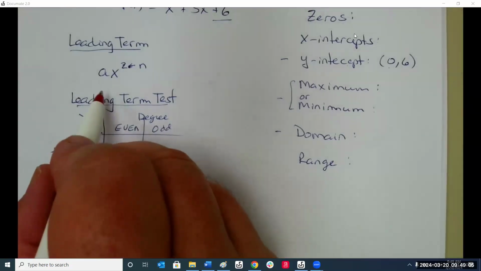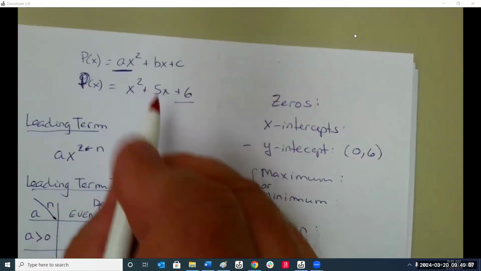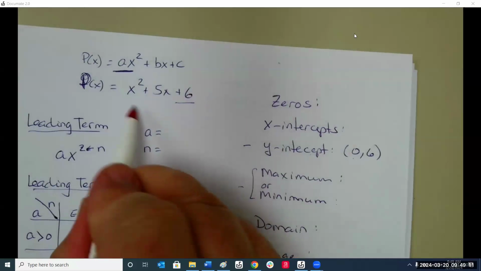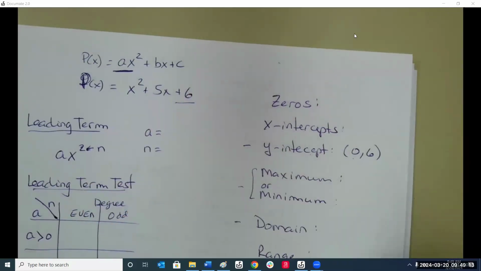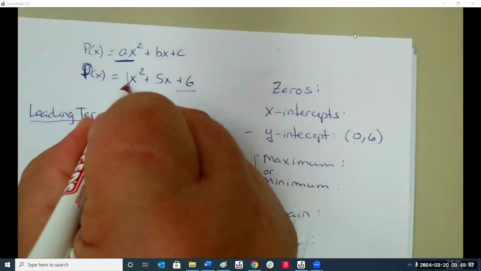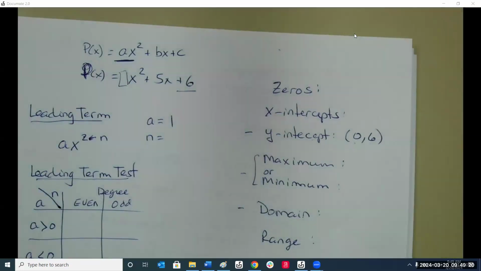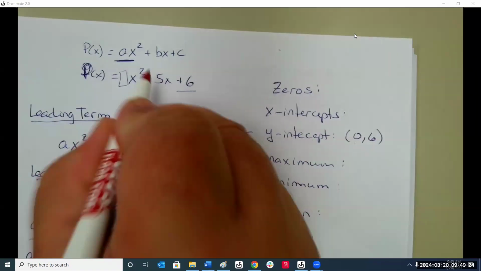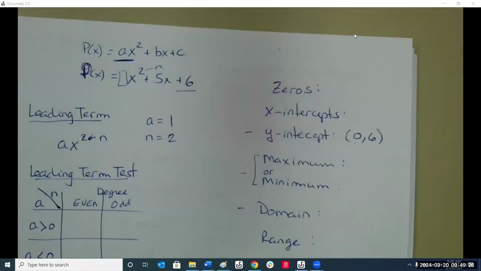So in our example, what is our a? It's 1. A is the coefficient of x squared, which is 1. What's our n? That's the degree. That's n.